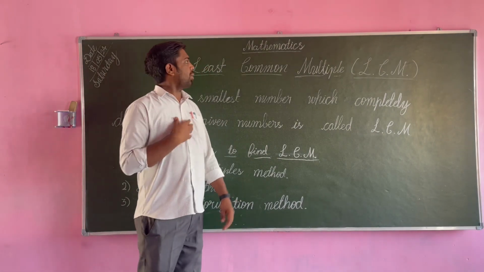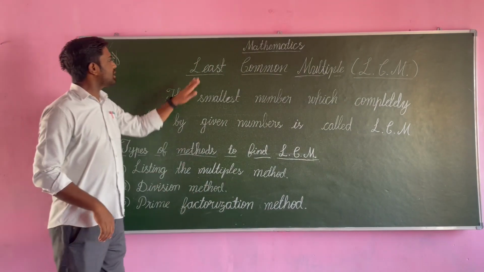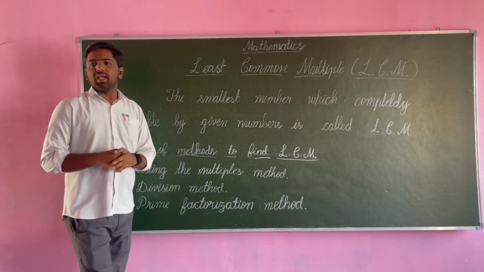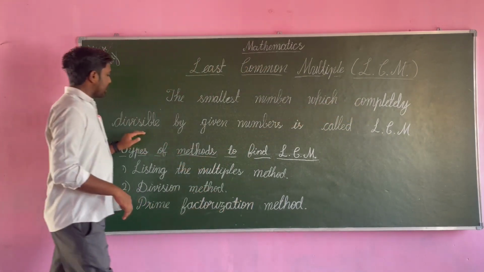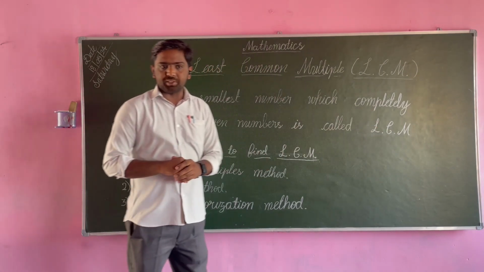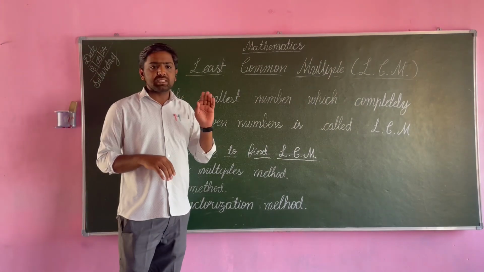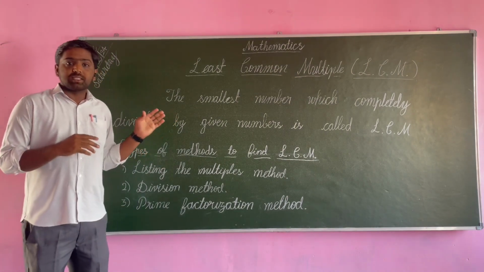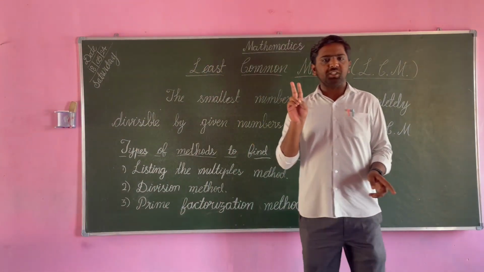Today I am going to teach you about LCM. Everyone knows that the full form of LCM is least common multiple. What is LCM? LCM is the smallest number which is completely divisible by given numbers. I mean to say, the smallest number which is completely divisible by given numbers is called the LCM of given numbers. It plays a significant role in adding, subtracting and comparing between two different fractions.